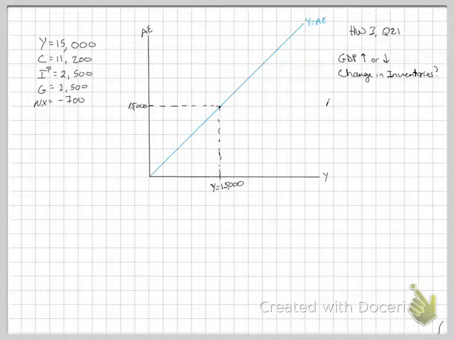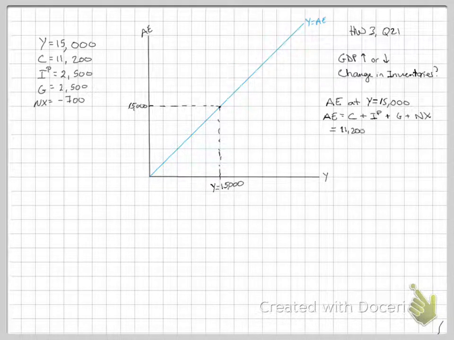We've just got to figure out how much our aggregate expenditure is at y equals 15,000. Well, what is AE? We know that AE is just C plus planned investment spending plus G plus NX. So this is going to be equal to 11,200 plus 2,500 plus 2,500 minus 700, right? Because we have these negative net exports. That's what our AE value is going to be. When we add all this up, what do we end up with? We end up with 15,500.